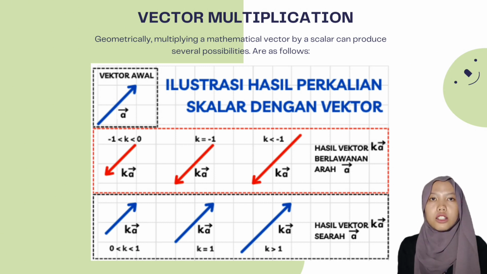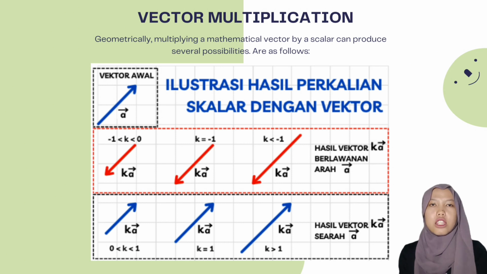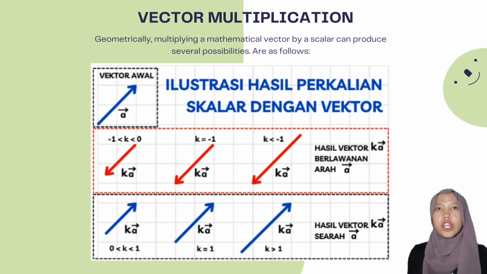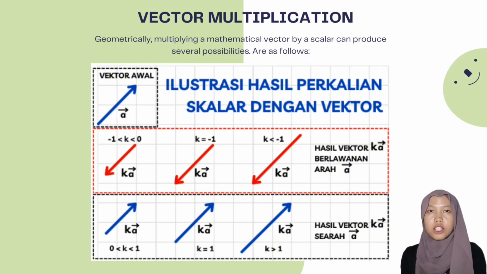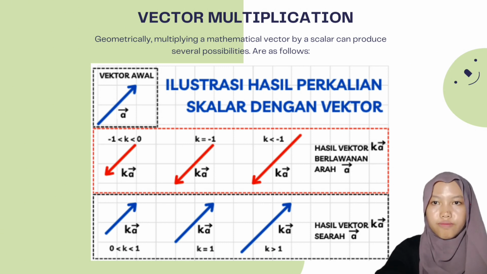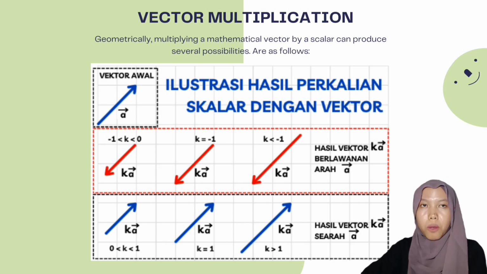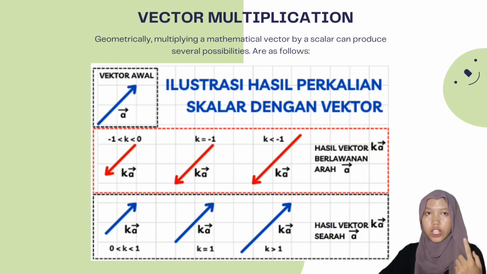If k is between 0 and minus 1, then ka is in the opposite direction to a and shortened. If k equals minus 1, then ka is in the opposite direction to a and the length is the same. If k is less than minus 1, then ka is in the opposite direction to a and extended. You can see the illustration of geometrically multiplying a mathematical vector by a scalar on the screen. Okay.